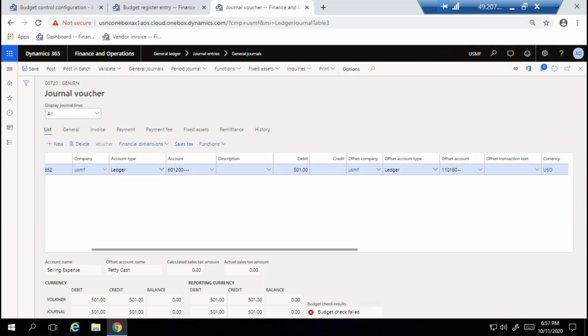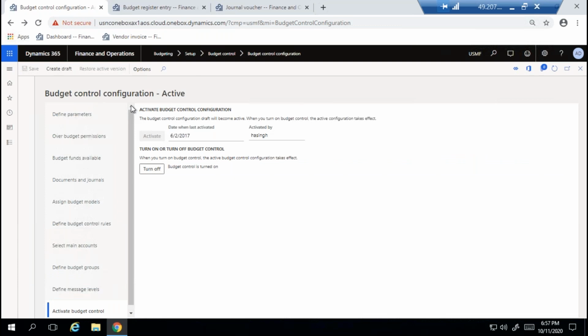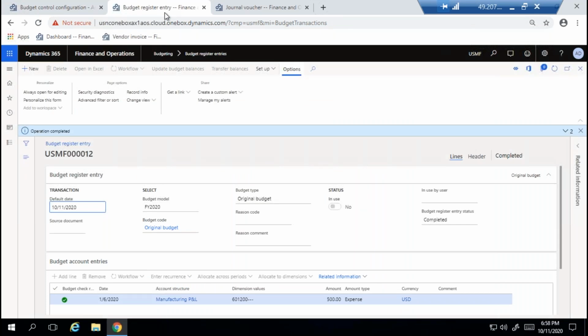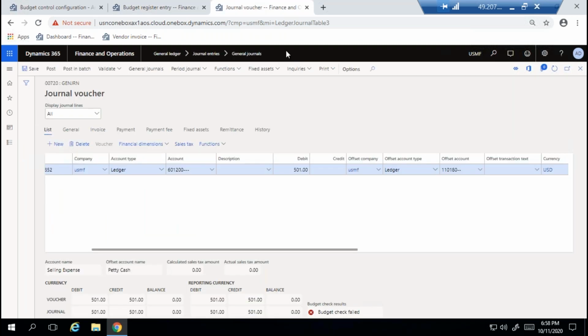Each and every ledger account, whatever you have mapped. So in this budget control configuration, I have enabled main accounts for manufacturing P&L. That means the ledger accounts in the manufacturing P&L, whatever the structure, in that structure, whatever the accounts are there, those accounts system will not spend more than that amount, whatever you have entered. So understood now what is the effect, at least minimum high level information.